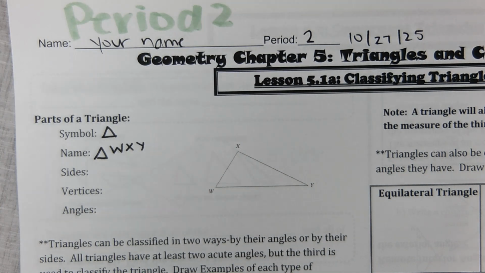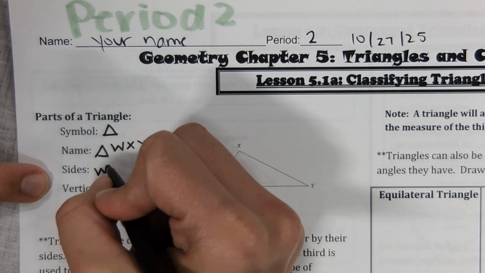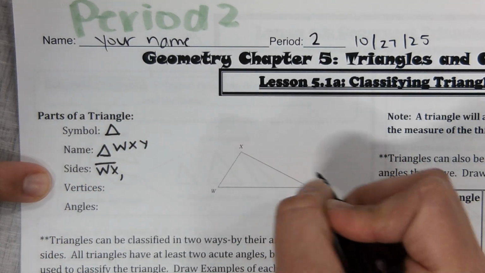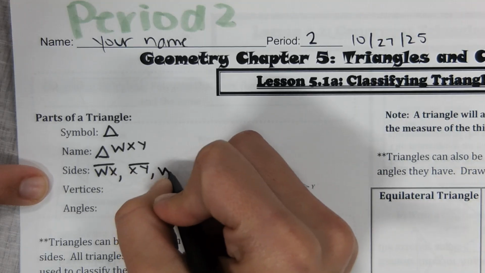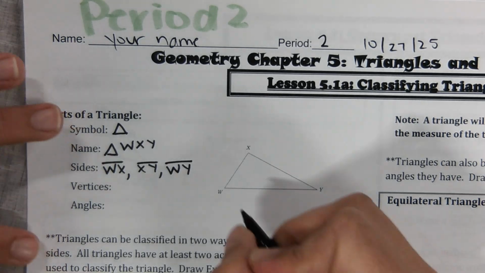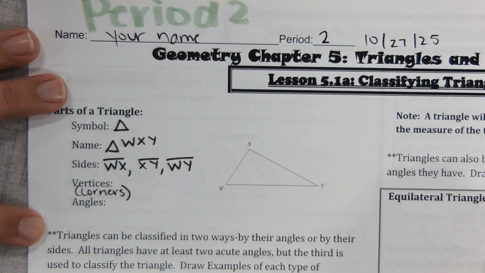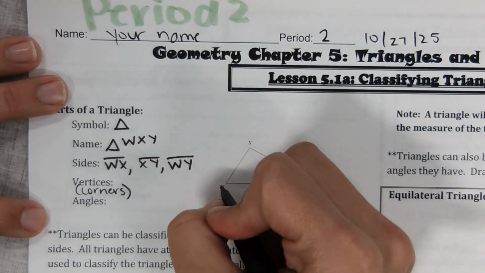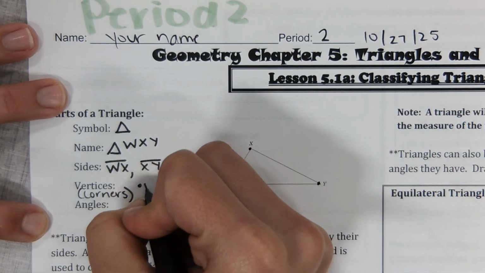Then the sides of the triangle are segments, so we can name the segments like segment WX, segment XY, and segment WY. So it has three sides, basically. And vertices are corners. So the vertices are the points here, point W, point X, and point Y.